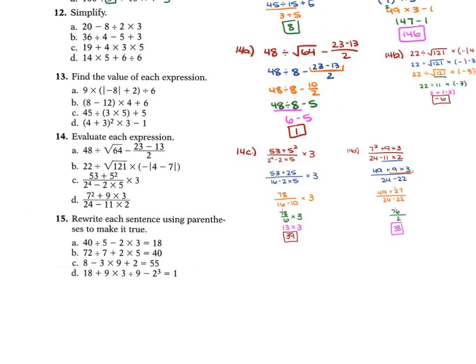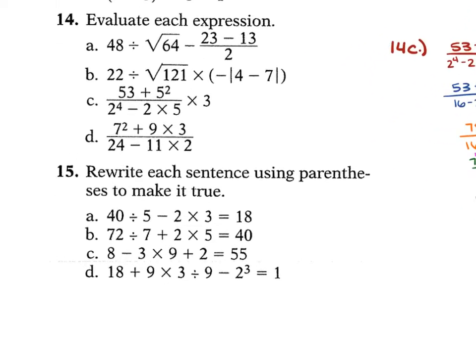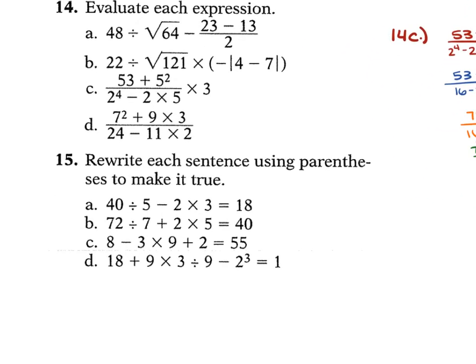For 15, it asks us to write each sentence using parentheses to make it true. So for A, we have 40 divided by 5 minus 2 times 3 is 18. Let's just start with the 40 divided by 5. If we did 40 divided by 5 first, that would give us 8. 8 minus 2 times 3. 2 times 3 is 6. So that would be 8 minus 6. That's not 18. So we're not going to put parentheses there.